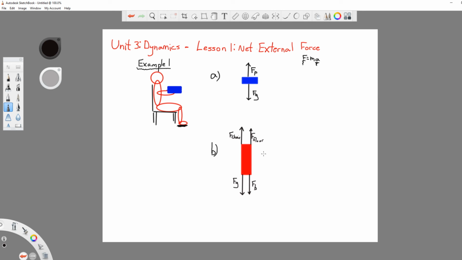Okay, let me check my notes and see if we have anything. I don't particularly see anything extra, and I think those are really the only 4 forces acting on this person.